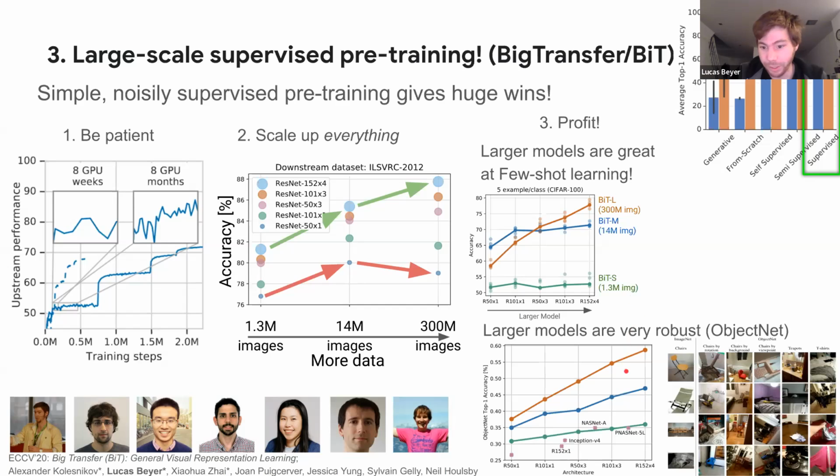Here again, same story with the colors, and the added crosses are all the previous fancy or established models. This is one example of a robustness benchmark, ObjectNet, which contains a bunch of the ImageNet classes but in very wide conditions, like an office chair in the bathroom, on the floor, and things like that. And the story is the same again. A huge model, when pre-trained on huge data, gives you really big boosts in performance that were not seen before.